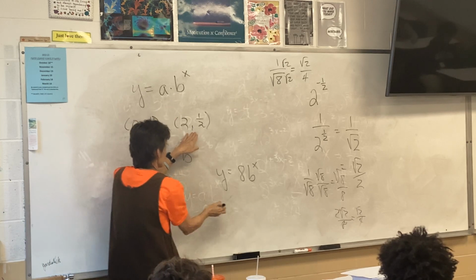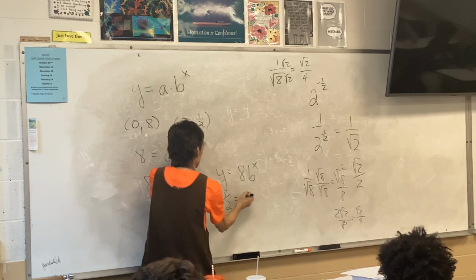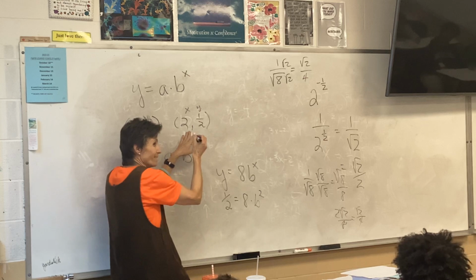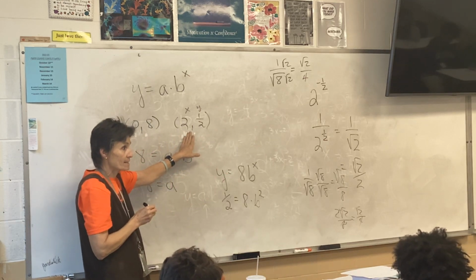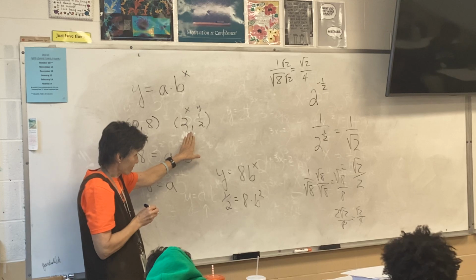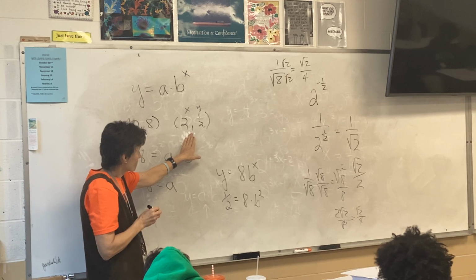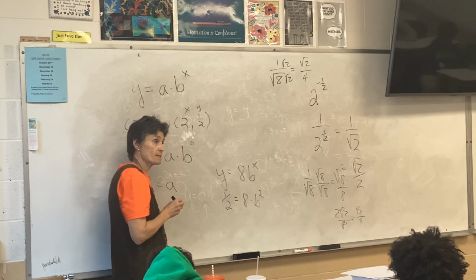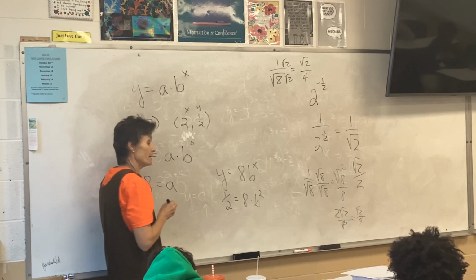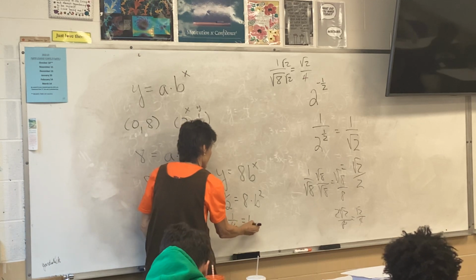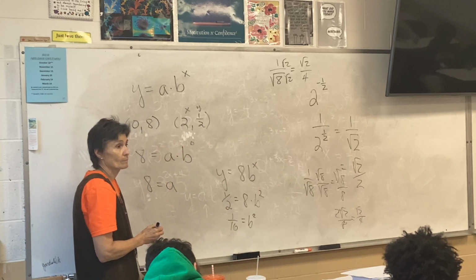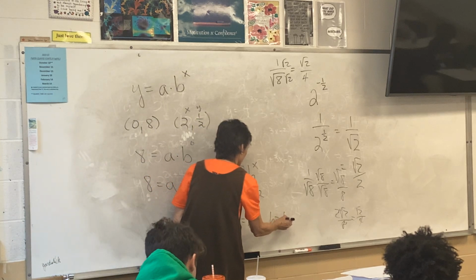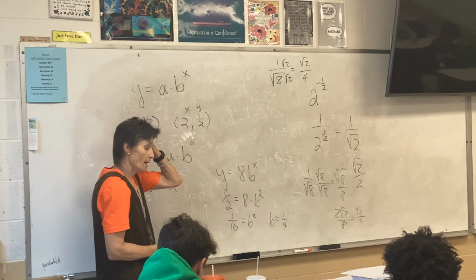So let's now get the other point. So 1/2 equals 8 times b squared. Remember kids, the point is an x and a y. So make sure you're plugging it in for x and y. So how am I gonna solve that? Divide by 8, which is the same as multiplying by 1/8. So this is gonna be 1/16 equals b squared. Square root, and b is going to be 1/4.